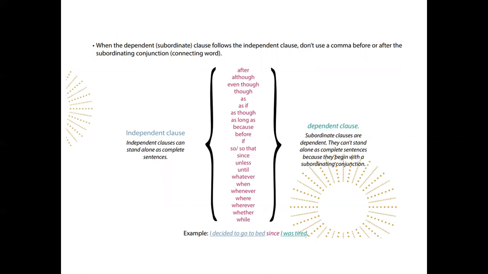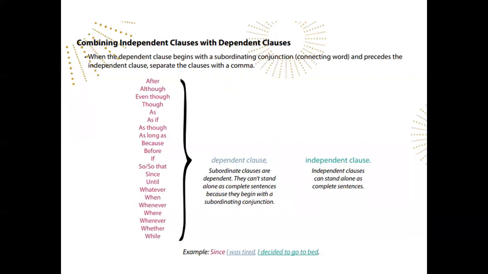When the dependent subordinate clause follows the independent clause, don't use a comma before or after the subordinating conjunction. So do not use comma, okay? Mao ni akong ganina guys, tama. Walay comma. So right now, I decided to go to bed since I was tired. Okay, tama ta kanina, nice. So in here, independent clause. So kung ibaliktad nimo siya guys, ang formula gyud ani is subordinating conjunction plus dependent, comma, then independent.